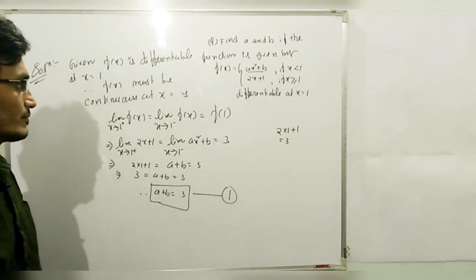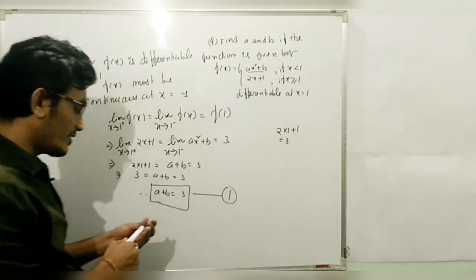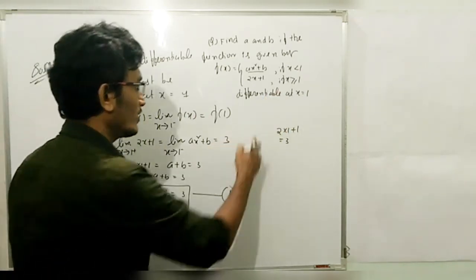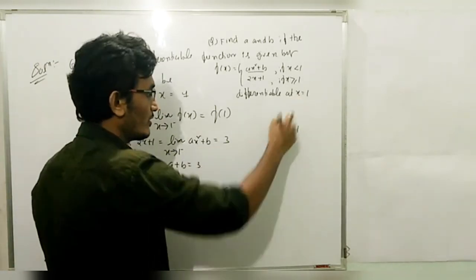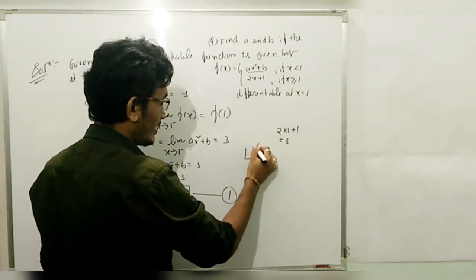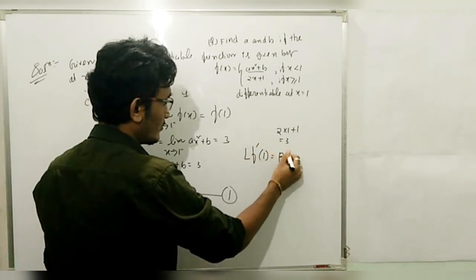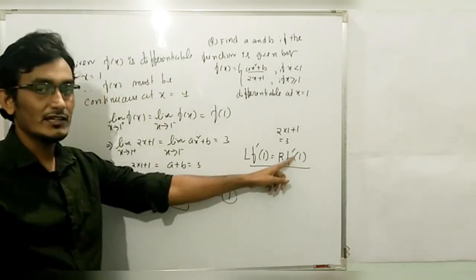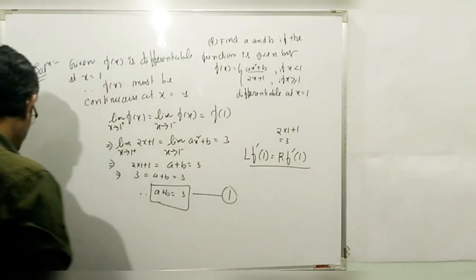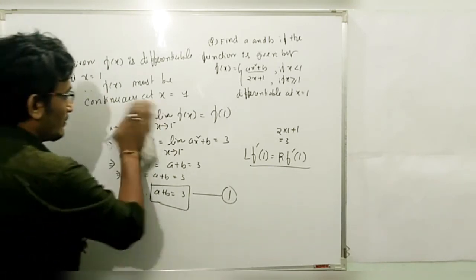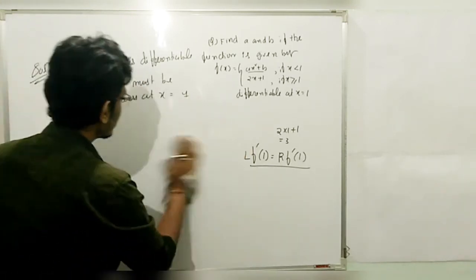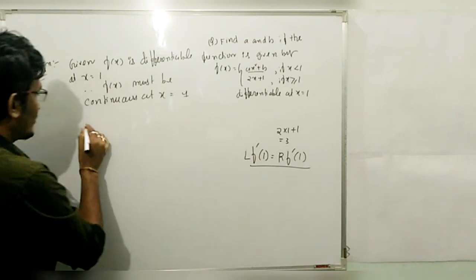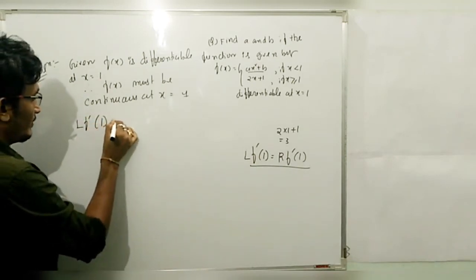Now let's move to the next part. So here the function is differentiable. If the function is differentiable at the point x equals 1, what is the condition? We know if a function is differentiable at the point x equals 1, it means the left hand derivative Lf'(1) should be equal to Rf'(1). Now we have to find out Lf'(1) and Rf'(1). So Lf'(1) we have to find out now, that means the left hand derivative.